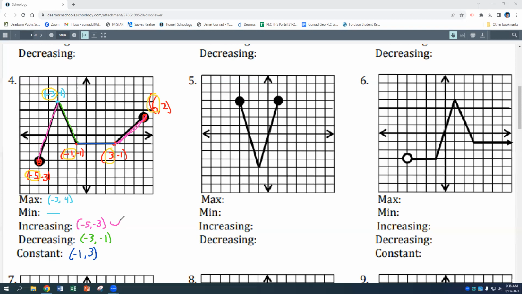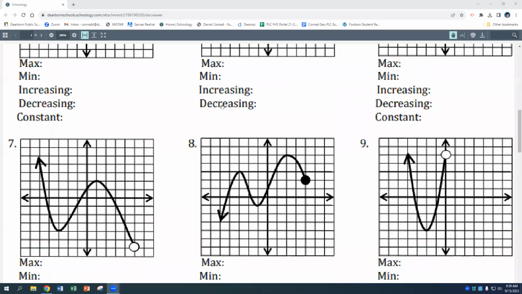So I'm going to put that U for "and." It's increasing from -5 to -3 and from 3 to 6. It's decreasing from -3 to -1, and then it was flat, or not changing, right? The function was just staying flat from -1 to +3. All right, let's do 2 more examples on this one here.